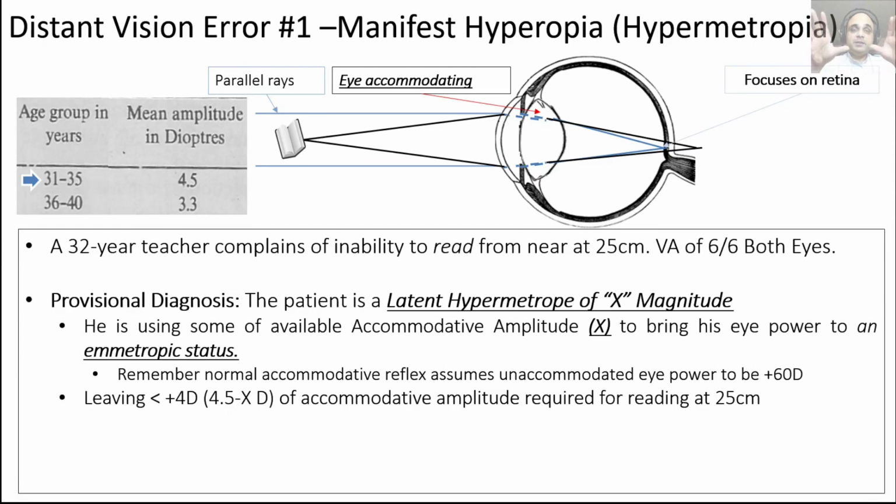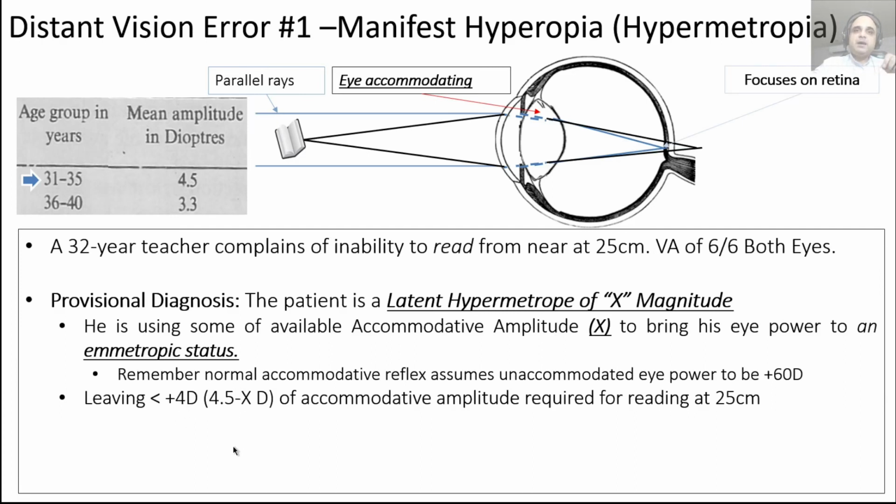Remember, right now he's complaining of near vision. His distance vision is 6/6, so he's using some of his accommodative amplitude to fix his distant vision. We don't know that X yet, the magnitude of the accommodative amplitude used, because we need instruments for that. We'll talk about those instruments in a bit. But right now we are saying that of the total 4.5 diopters of accommodative amplitude available at 32 years, he is using X for distance, leaving less than 4 behind.